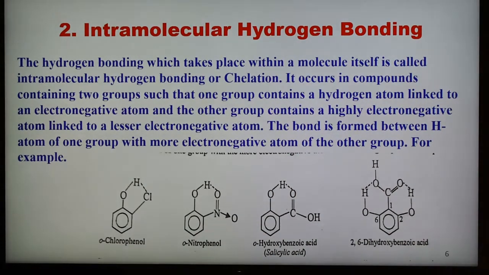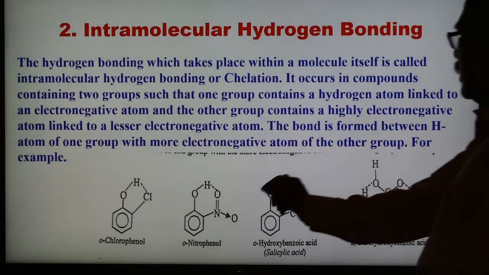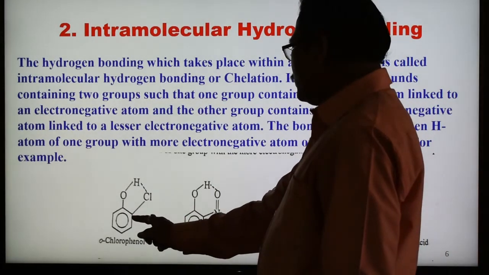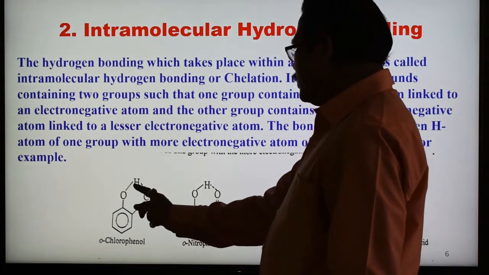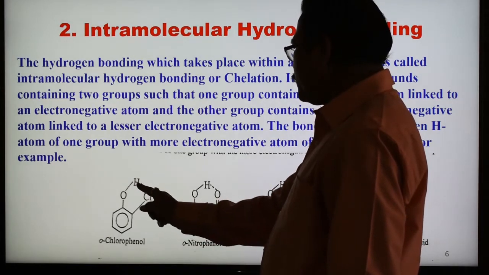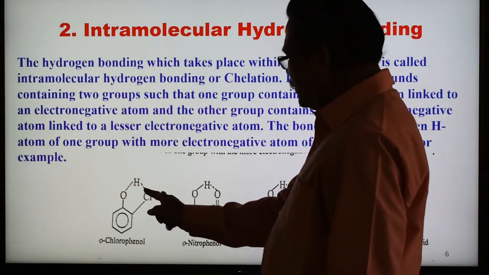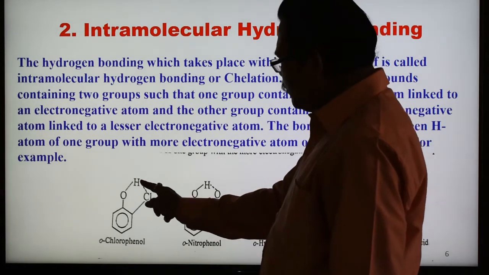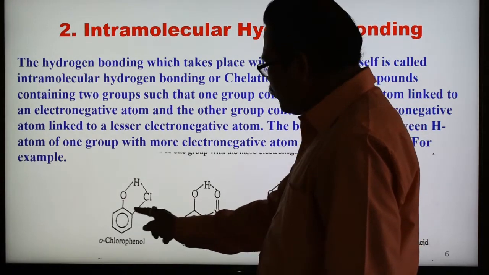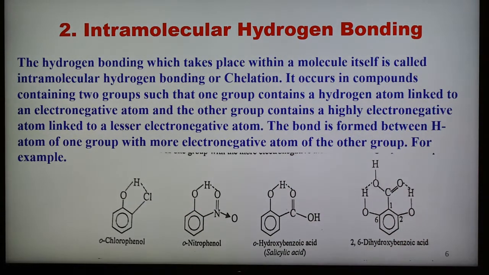One is orthochlorophenol. These two groups are on the ortho position. This is Cl and OH. So there is a formation of a bond between hydrogen and chlorine, which is electronegative. This is the hydrogen bond, and because of the formation of this hydrogen bond there is a ring structure. Therefore it is known as chelation, and this type of bond is formed within the same molecule or compound. So this is called intramolecular hydrogen bonding.